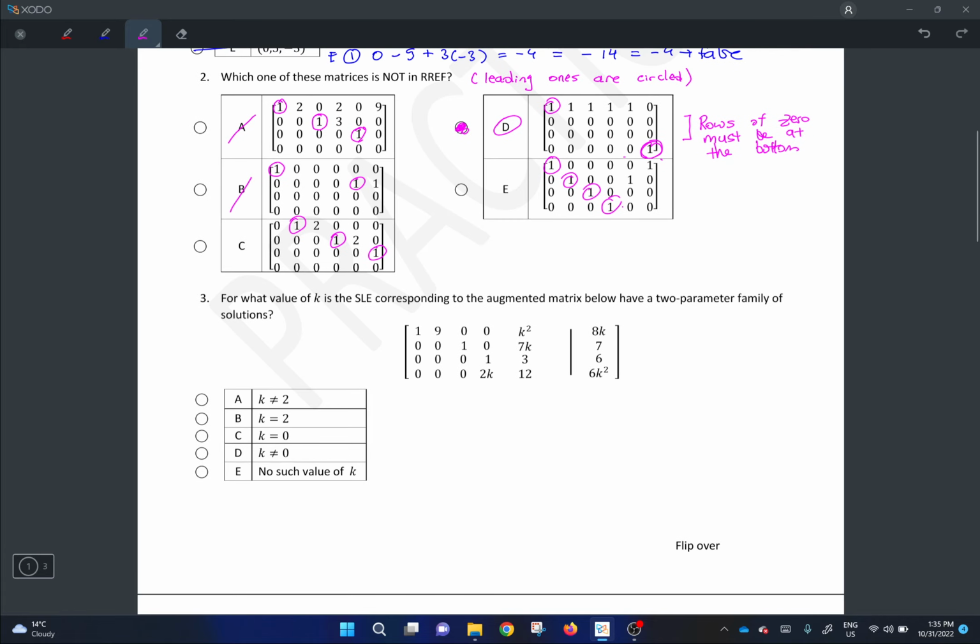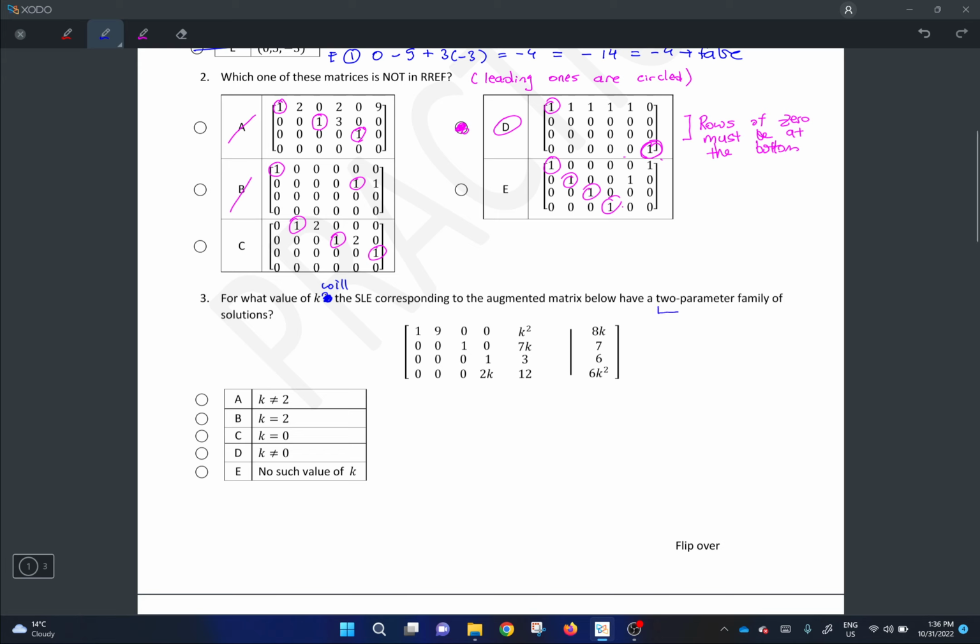Okay, question 3. For what value of k is the system of linear equations corresponding to the augmented matrix below? Oh, there's some grammar issue. For what value of k will the SLE corresponding to the augmented matrix below have a 2-parameter family of solutions?